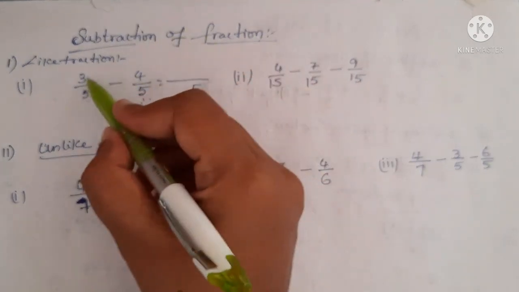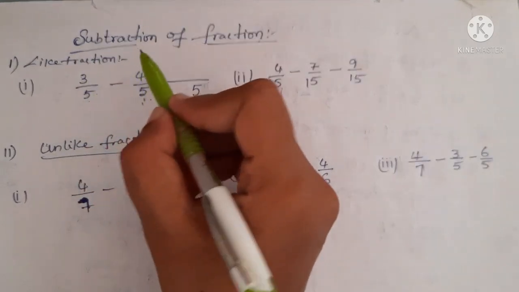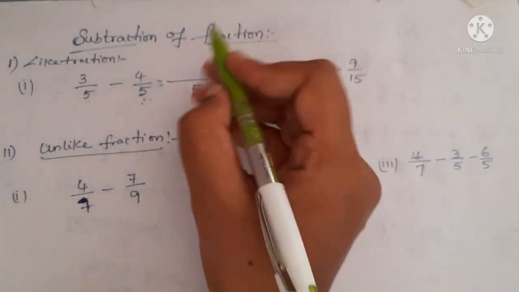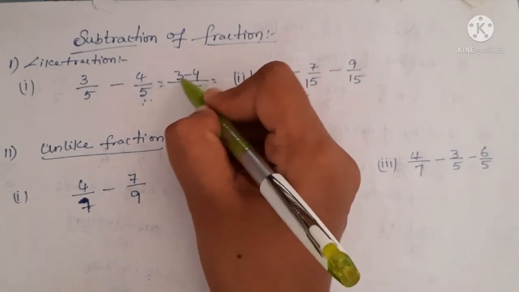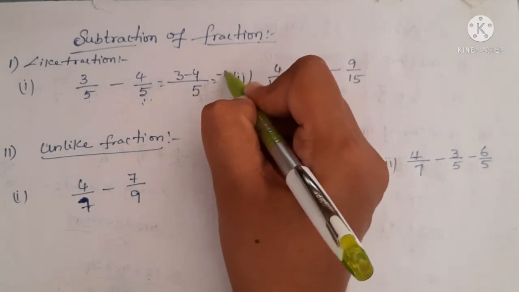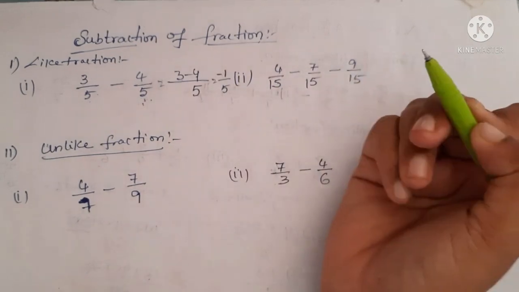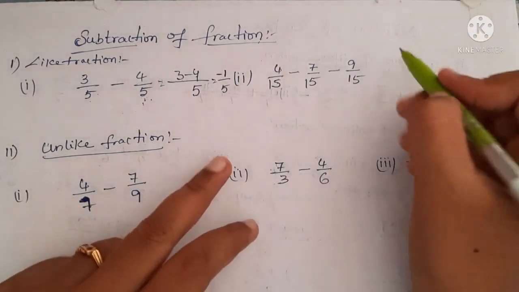And now what about numerators? So you subtract 3 and 4. So 3 minus 4. How much 3 minus 4? You will know. You will get minus 1. So this is the minus 1 by 5 is the fraction.